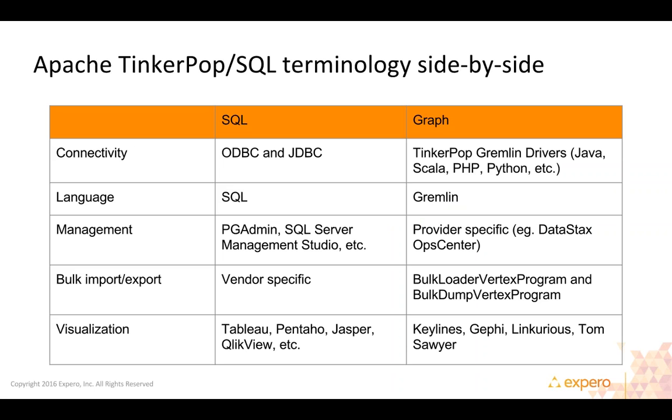Okay, so now for the TinkerPop to SQL side-by-side comparison. This is what I like to think of as the mapping between the two worlds. On the left is the SQL side, and on the right is the graph side. Connectivity-wise, in the SQL world, we have things like ODBC and JDBC. On the graph side, when I say graph, I'm just talking about Apache TinkerPop here. It's different for the other sorts of graph tools. But for TinkerPop, we have Gremlin drivers that are connecting to the Gremlin server.